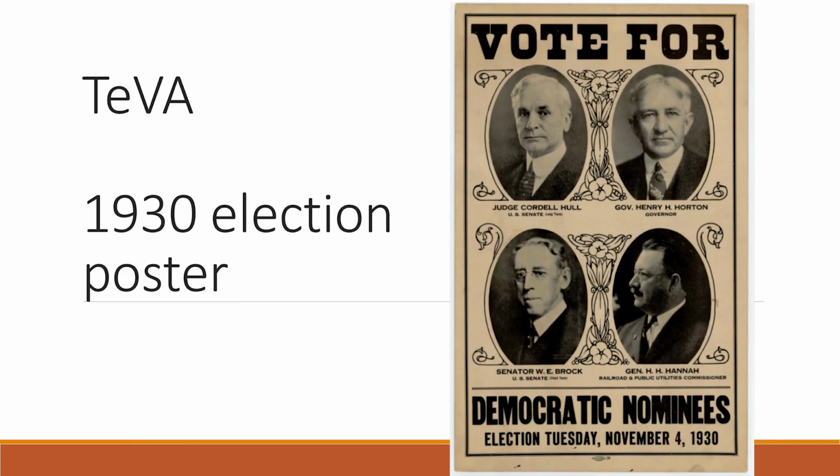Also in TEVA, election poster for 1930 for that same election. You can see who the candidates were: Cordell Hull, Henry Horton, Senior Bill Brock, and General Hanna. So TEVA is another great source of not just election records, but of digitized documents that might relate to the subject you're interested in.